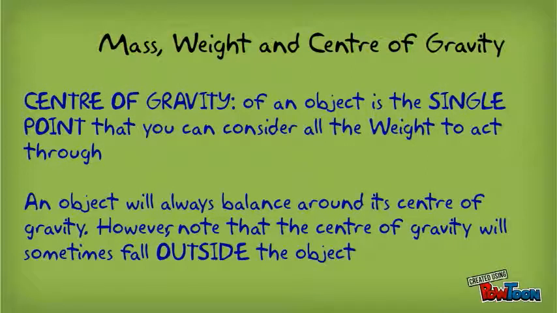Moving on to the centre of gravity. The centre of gravity of an object is the single point that you can consider all of the weight of that object to act through. An object will always balance around its centre of gravity. However, the centre of gravity will sometimes fall outside of the object.